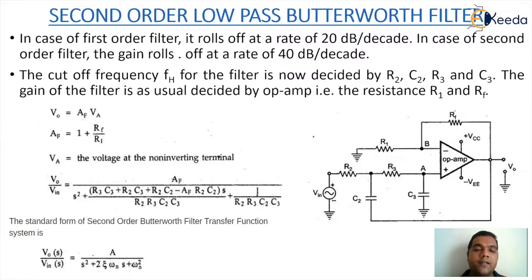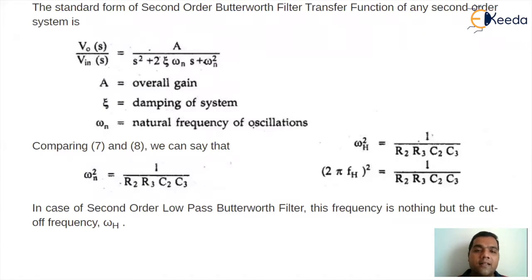Now when you compare this equation with the standard second order Butterworth transfer function, which is A divided by S square plus 2 zeta omega n S plus omega n square, where omega n is the cutoff frequency of the second order filter, we can conclude the value of omega h. A is the overall gain, zeta is the damping factor, and omega n is the natural frequency of oscillation, which according to the second order filter concept is our cutoff frequency.